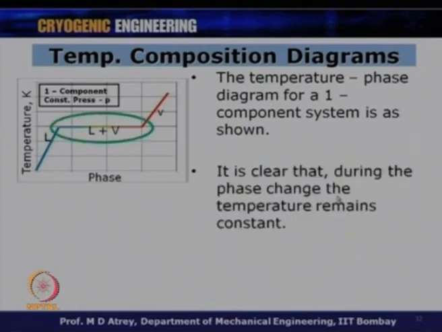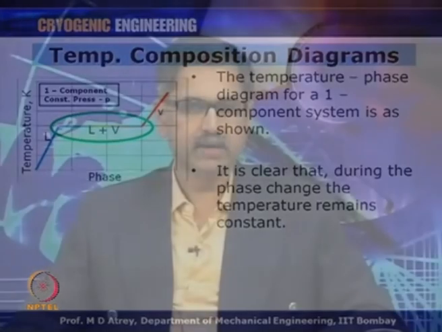So, it is clear that during phase change the temperature remains constant, and this is a very known fact. When ice becomes water or when water becomes vapor, during these phase transitions the temperature remains constant at 0 degree centigrade and at 100 degree centigrade, and it is a known fact. Now, let us see what happens not in a single component, but in a mixture of two components, and what happens to the temperature during the phase transition.